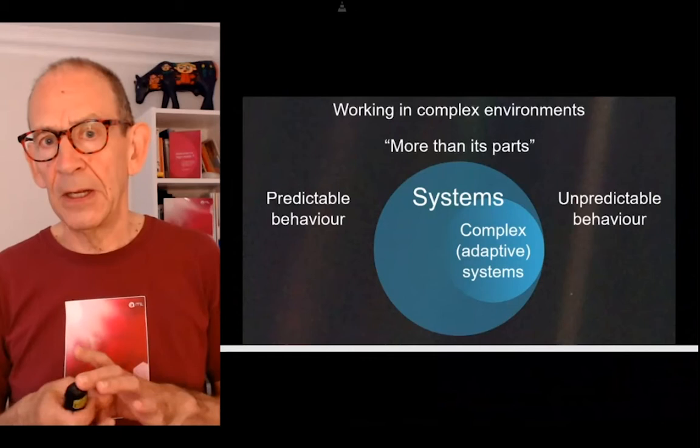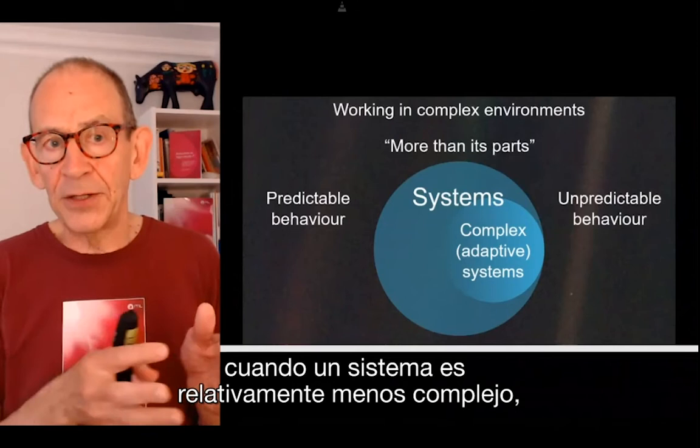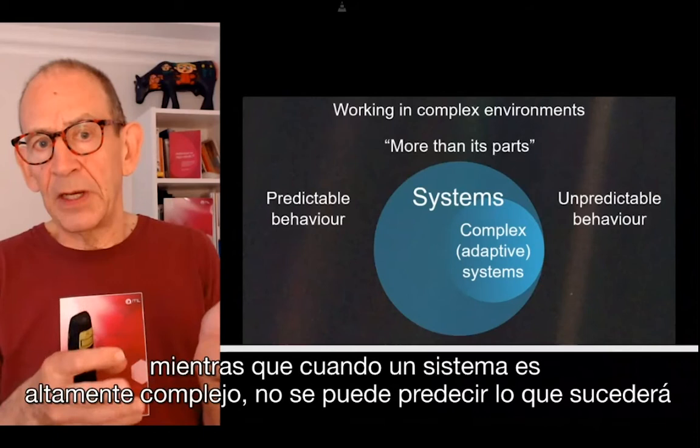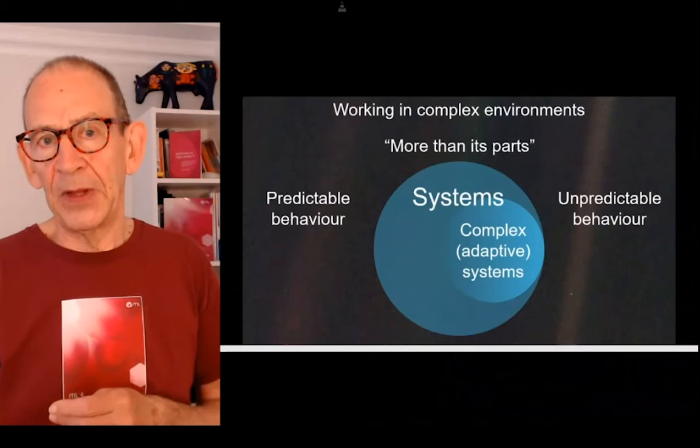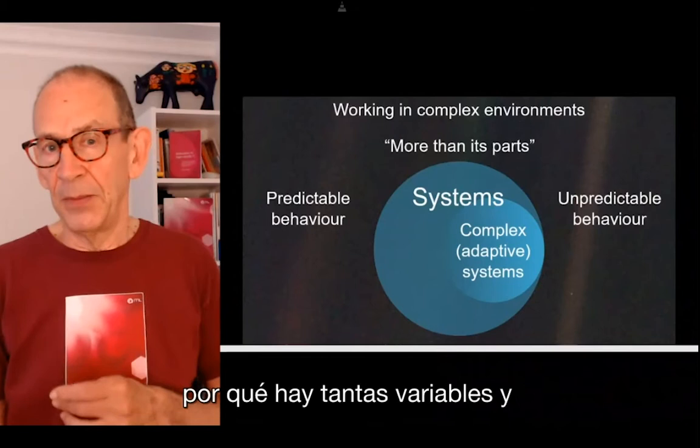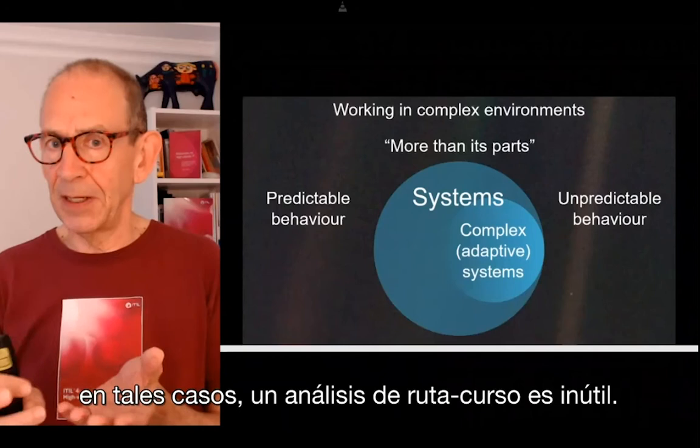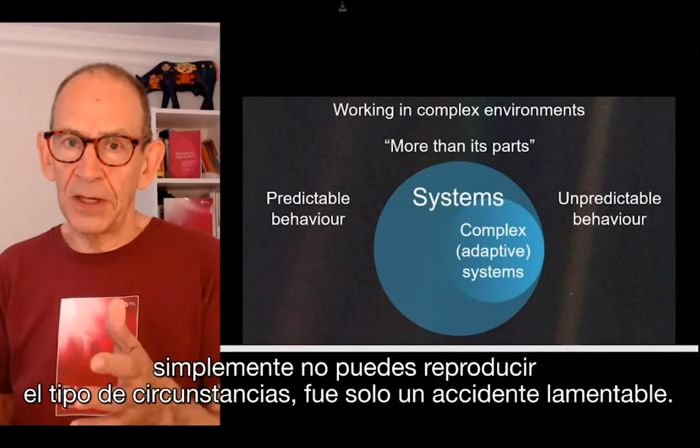When a system is relatively less complex, its behavior is predictable. Whereas when systems are highly complex, you can't predict what will happen. And in some cases, you can't even explain what has happened, because there were so many variables. And in such cases, root cause analysis is futile. You simply can't reproduce the kind of circumstances. It was just an unhappy accident.